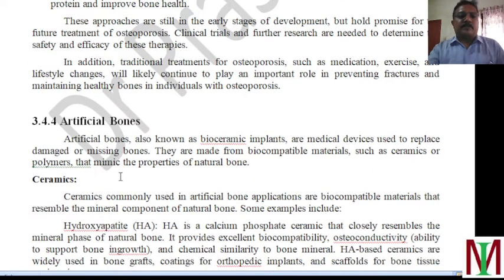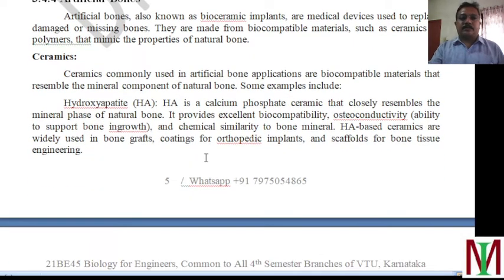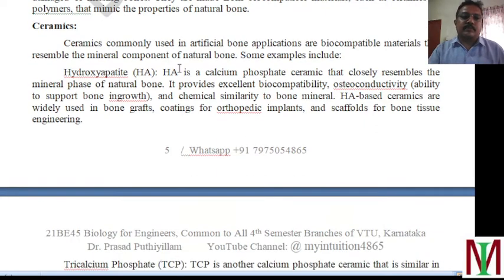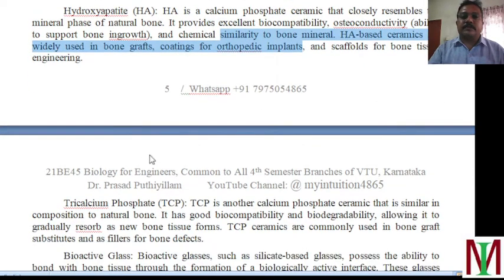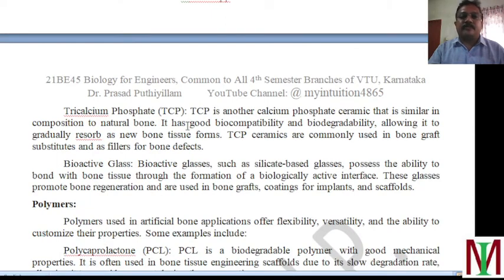Then artificial bones. Artificial bones are made up of bioceramic or even polymeric materials. Ceramic materials like hydroxyapatite are used. Okay, an example is given here. Tricalcium phosphate is also used because they have good biocompatibility. Biodegradability is also good.